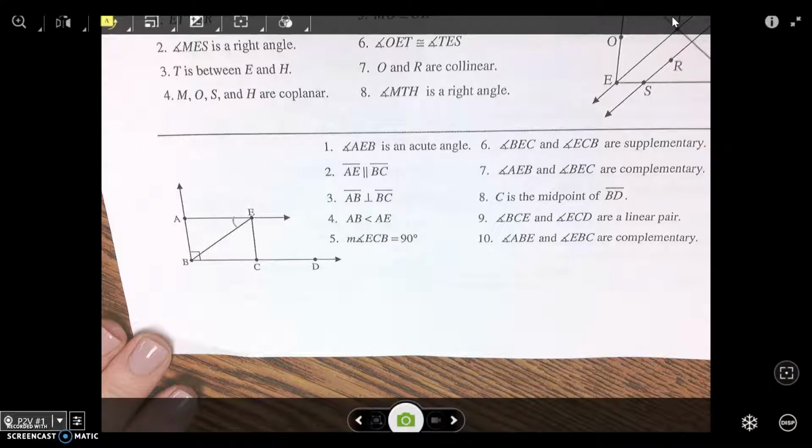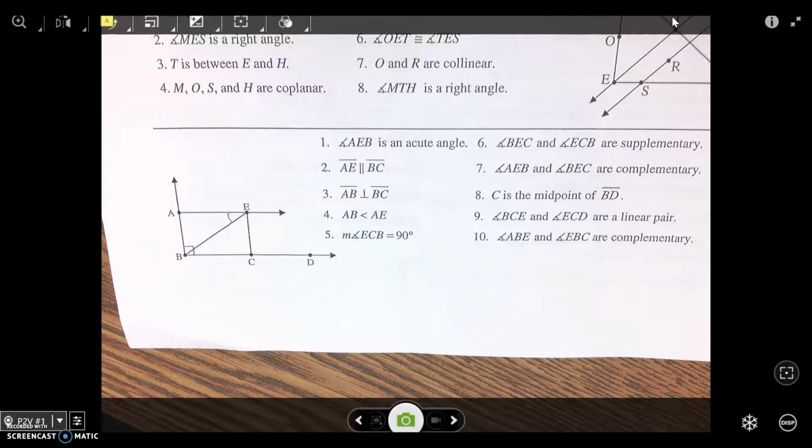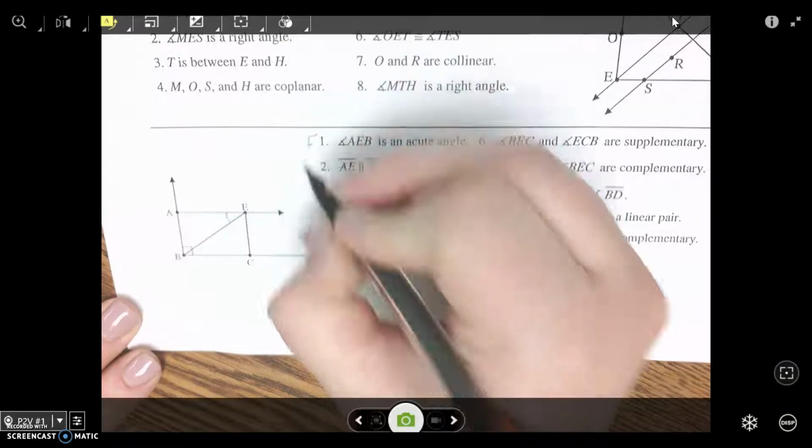It could be, right? But we don't know exactly what that is. We don't have any indication of what that is. So I would put false.